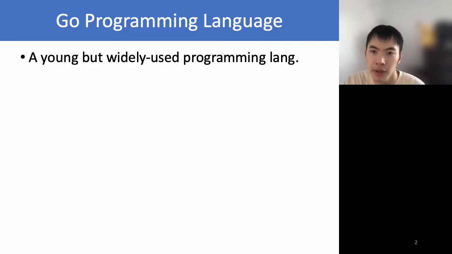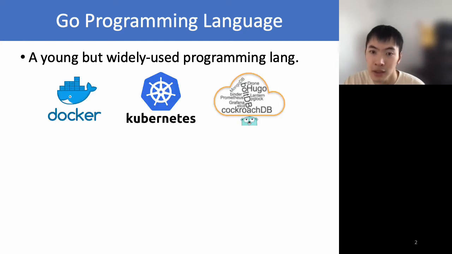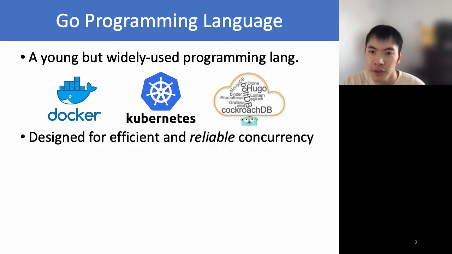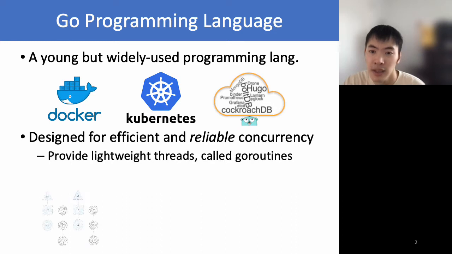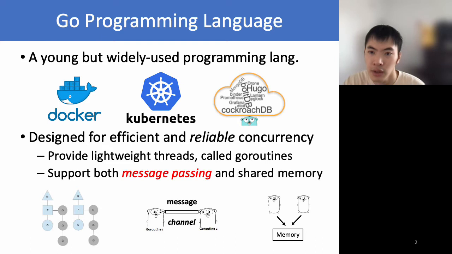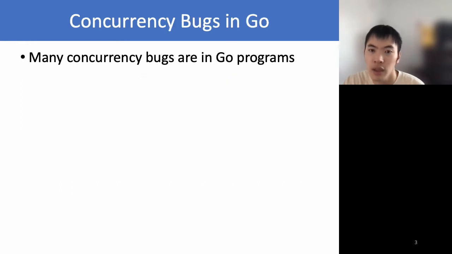As a young programming language, Go has already been used in many famous applications, including Docker, Kubernetes, and many others. Go is designed for efficient and reliable concurrent programming. For this purpose, Go provides lightweight threads called goroutines, and also advocates using channels to explicitly pass messages for thread communication, with the belief that message passing is less error-prone than shared memory.